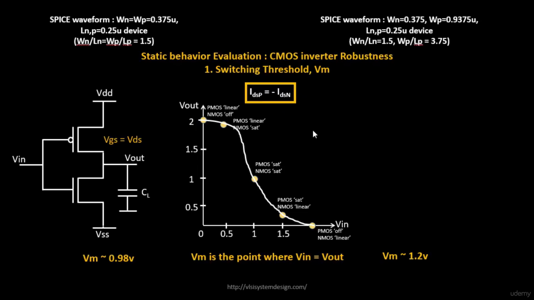Basically we need to solve certain equations so that we can get an early value of VM by just having the values of WN/LN and WP/LP. So we have these values and we need to calculate VM, or vice versa. If we want to set a value of VM, what should be the values of WN/LN and WP/LP? That's what we will be doing in the next video.